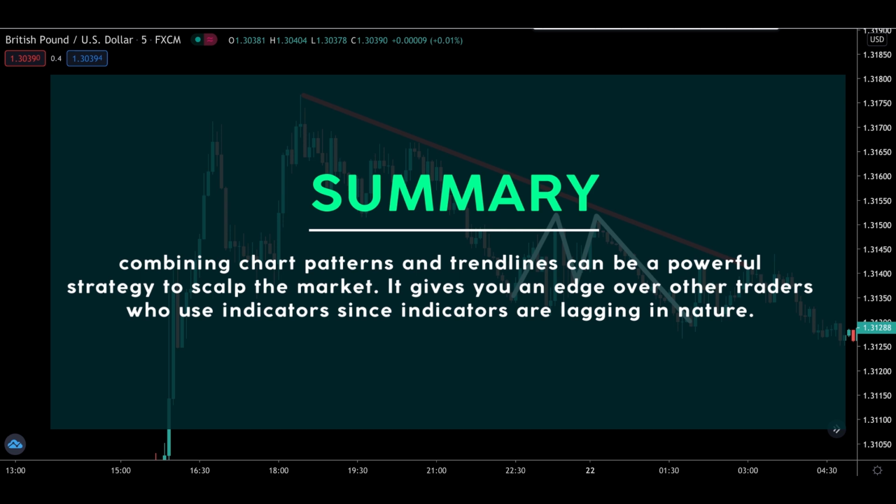Summing up, combining chart patterns and trend lines can be a powerful strategy to scalp the market. It gives you an edge over other traders who use indicators, since indicators are lagging in nature.